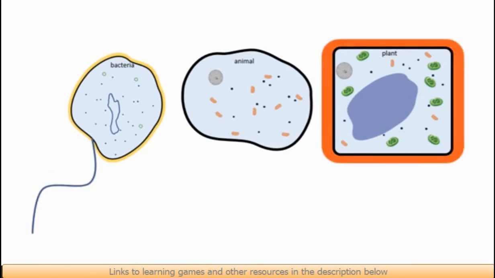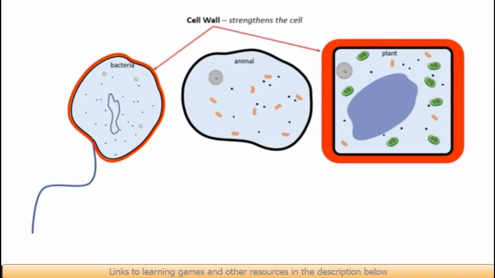Cell wall. An additional supportive layer of polysaccharide is found outside the cell membrane of many cell types, both prokaryotic and eukaryotic. In plants, the polysaccharide is called cellulose. In yeast, it's called chitin, and in bacteria, it's called peptidoglycan. Animal cells are among the very few cell types that lack a cell wall.